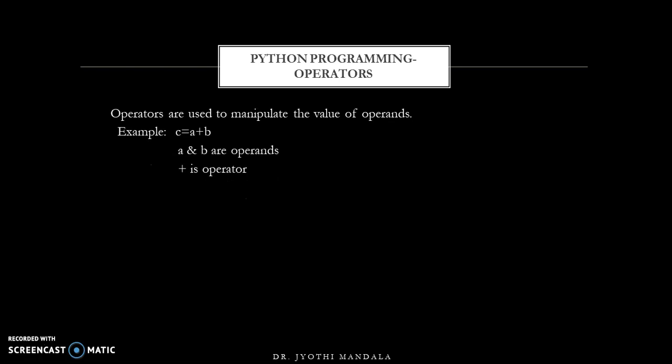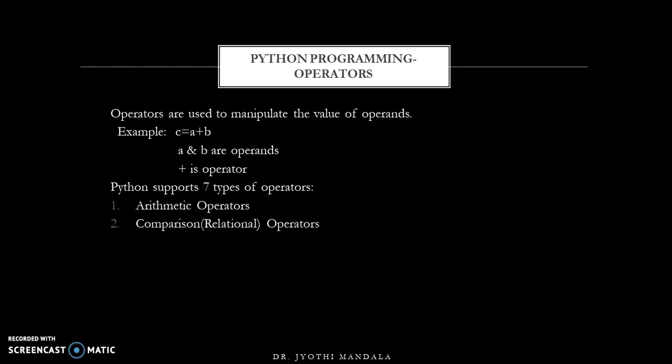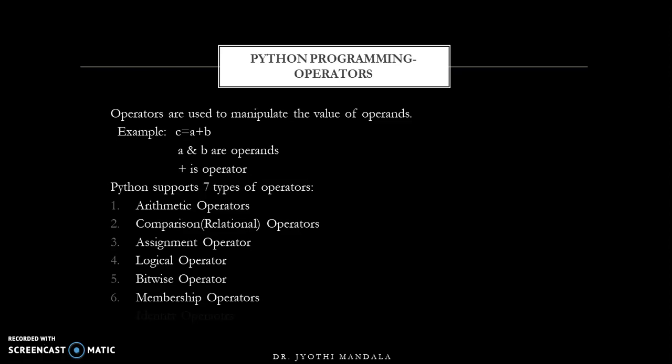So, let us consider an example C equal to A plus B. In this, A and B are called operands and plus is called an operator. Python supports 7 types of operators. They are arithmetic operators, comparison, which are also called relational operators, assignment operator, logical operator, bitwise operator, membership operator, and identity operator. We have 7 types of operators that are supported by the Python programming language.